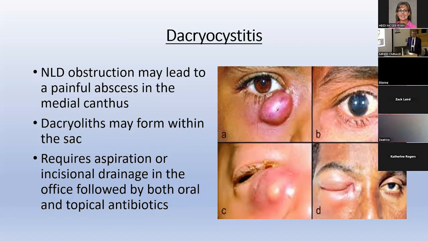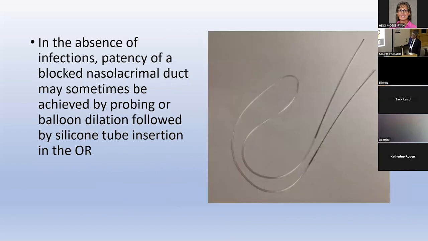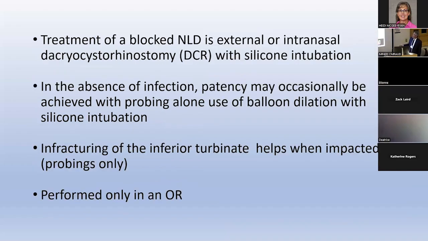You put them on oral antibiotics and then topical antibiotics, because they go inside the lacrimal system where the remaining bacteria are, and then they're likely going to need a dacryocystorhinostomy later. Okay, and that's just an example of a silicone tube and a probe. If they need a dacryocystorhinostomy, this is going to be done in an operating room, and I won't get into that here.